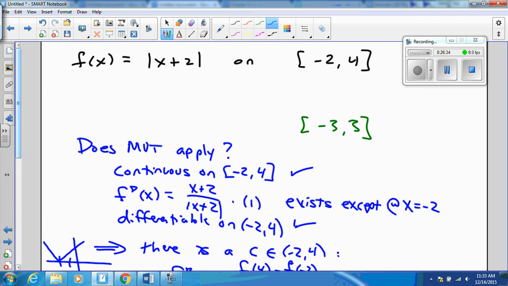Yeah. Okay. One more thing. We've already done the hard work. Now, what about on the interval -3 to 3? Does the mean value theorem apply on the interval -3 to 3? No? Why not? It fails to be differentiable at one point in the domain. It is not differentiable at x = -2.